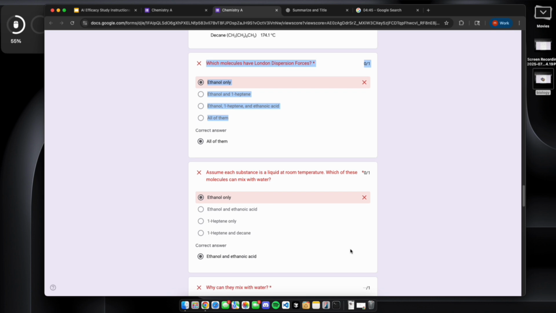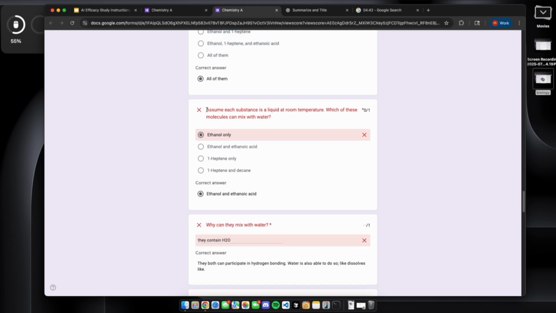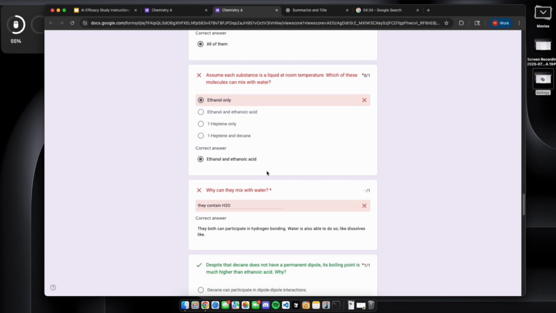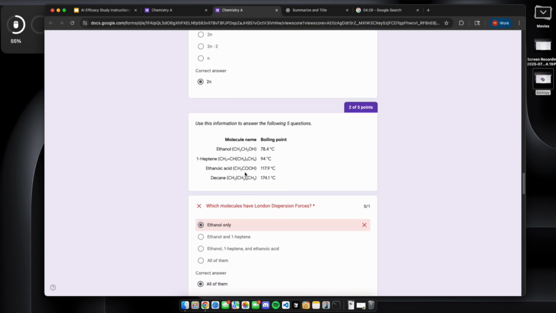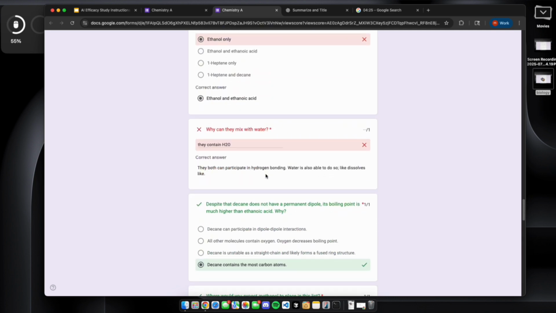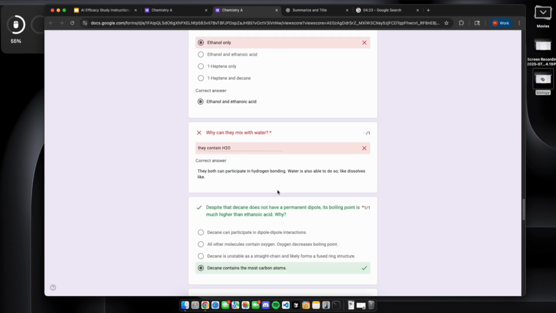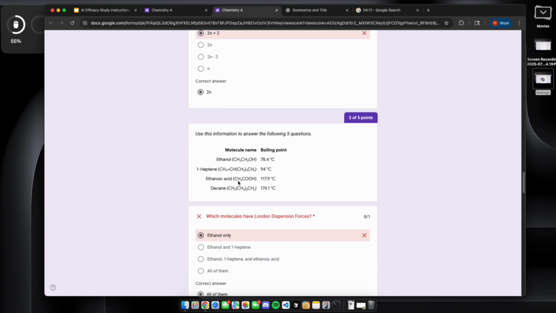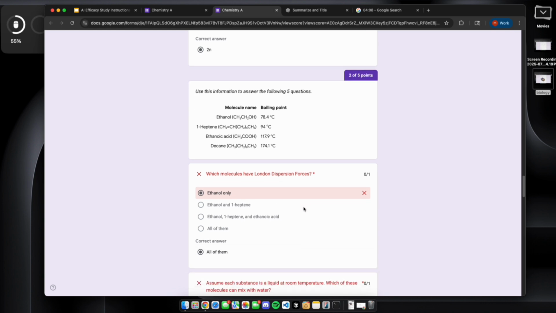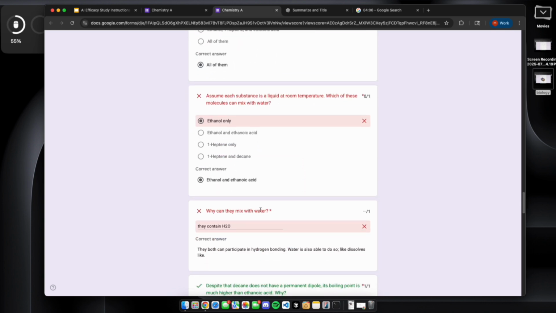Okay, that makes sense to me. Ethanol and ethanoic acid. Oh yeah, they both have hydrogen bonds. Okay, that makes sense. So I was kind of right because I looked at the H2O right here. I thought that, oh, it has the same molecules as water. It can bond, but then the ethanoic acid also has hydrogen bonds that would make it possible to mix with water.